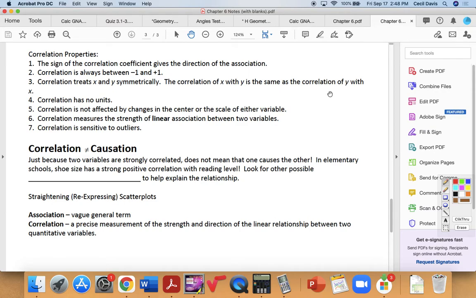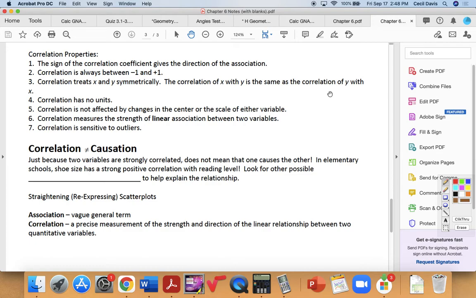So, correlation properties. The sign of the correlation coefficient gives us the direction of the association. So if it's positive, that means our graph moves up as we move from left to right. If it's negative, our points as a general rule move down as we move from left to right. The correlation is always between -1 and +1. Never greater than +1, never less than -1. By the way, what would it mean if the correlation was 1? That it's perfectly linear. Yeah, that your data is perfectly linear.